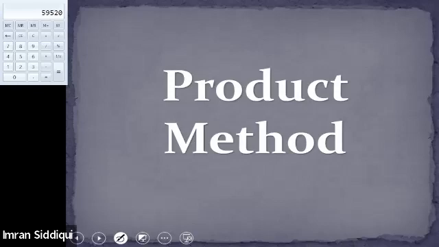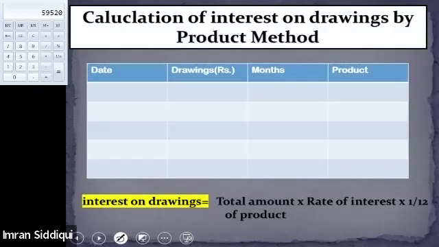See, under product method, to calculate the interest on drawing, we have to prepare a format. And this is the format for calculating the interest on drawing under this method. First of all, this format contains 4 columns. One is for the date, then drawing, then month, and the product. Product means we need to multiply the drawing and the number of months. The amount that we get in the final column is the product of the drawing and the month. I'll explain that to you.